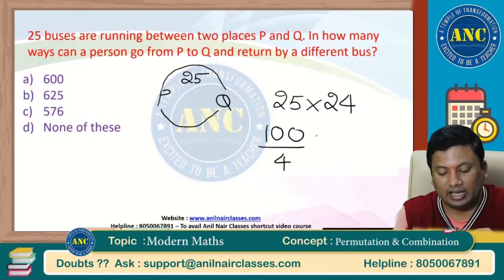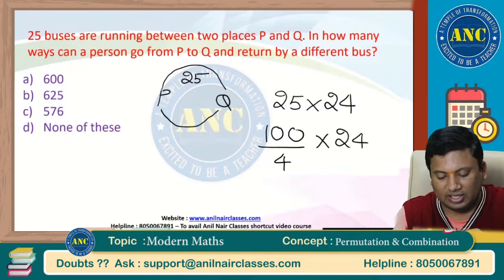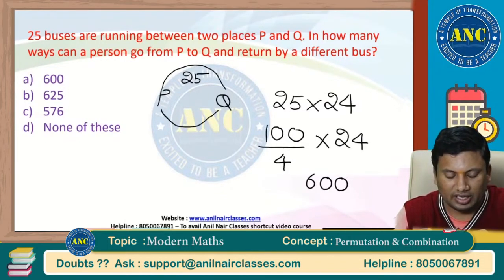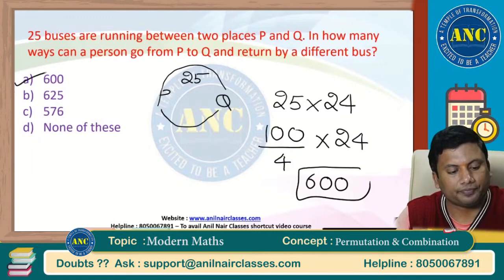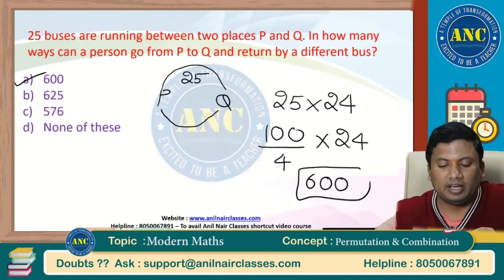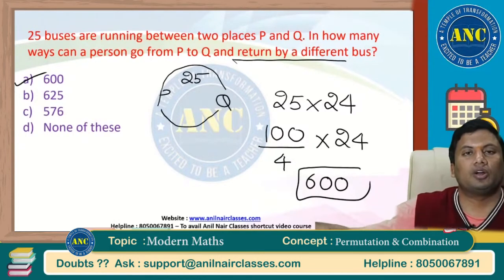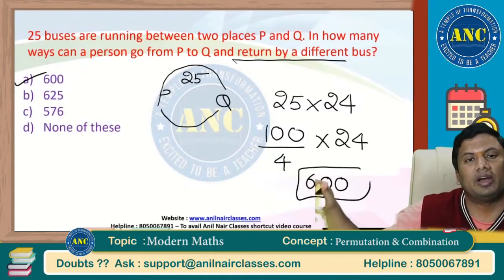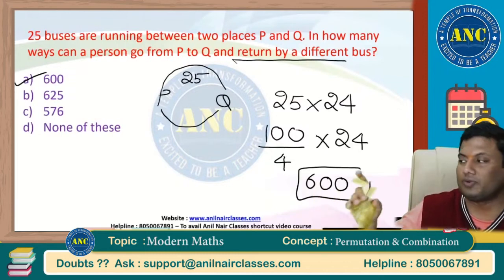25, I'll write it as 100 by 4. It becomes easy. Answer is nothing but 600. Answer for this question is nothing but 600. While coming, he returns by a different bus. While going, if he takes the first bus, while coming, he can take the remaining 24 buses.